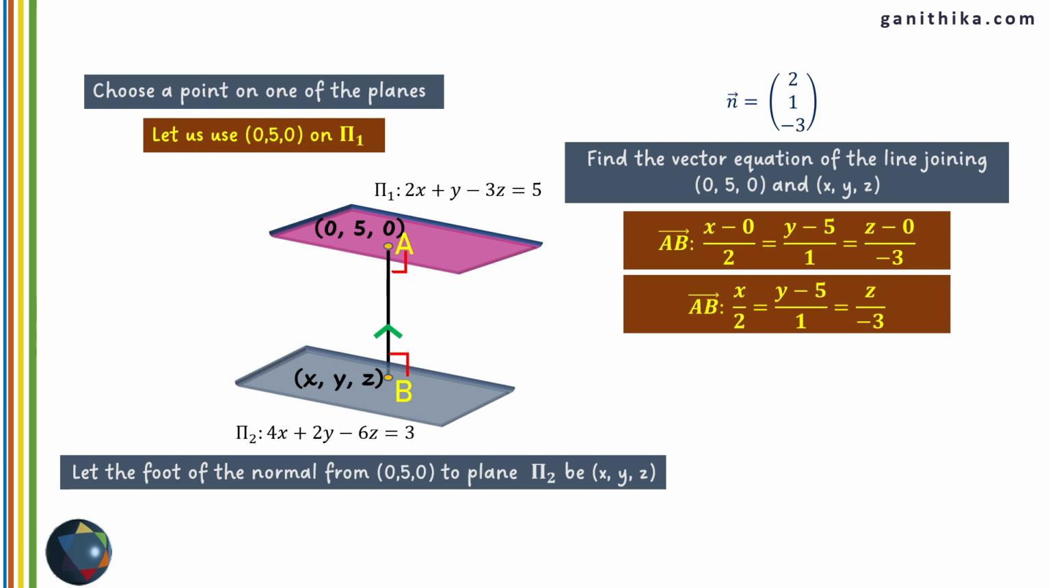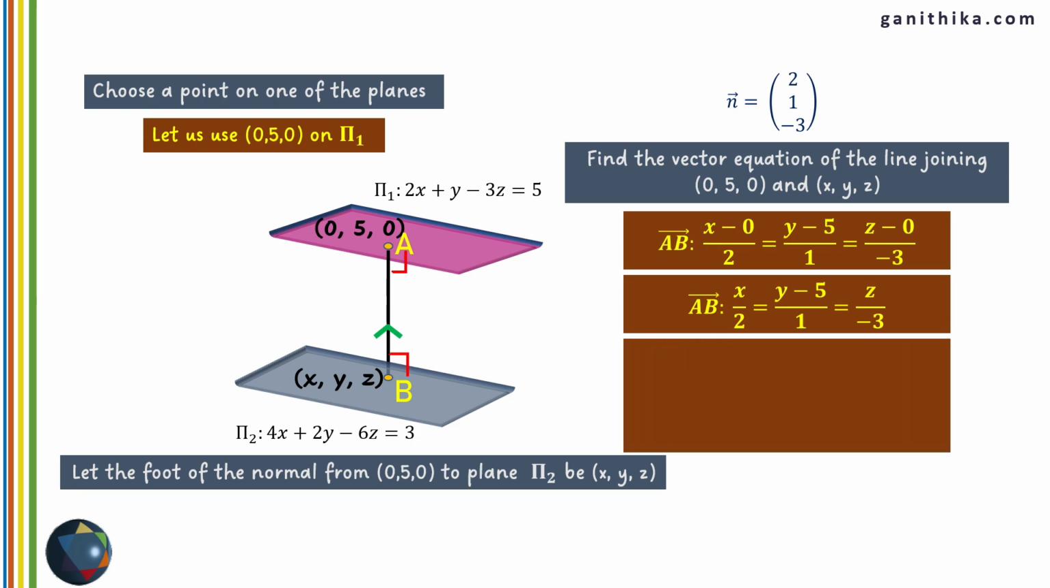z over negative 3. And if you change this to parametric form, x will be 2 lambda. Lambda is the parameter that we are using here. Y is equal to 5 plus lambda. Z equal to minus 3 lambda.